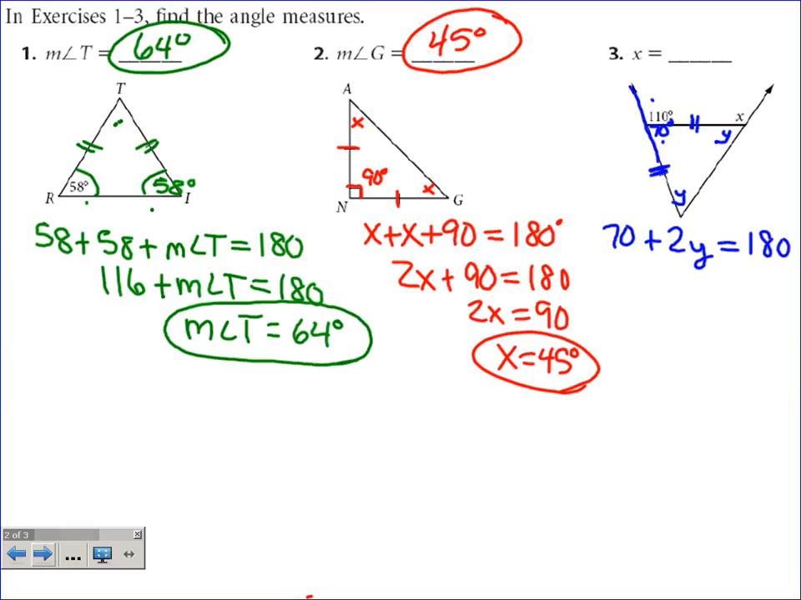Yep, before we can solve for x, we have to do some other stuff first. Because if we figure out what y is, then we just know that those two are going to be supplementary angles, we'll be able to figure out what x is. If I subtract 70 from both sides, 2y would equal 110. If I divide both sides by 2, I'd get y equals 55. So this angle right here is 55 degrees.